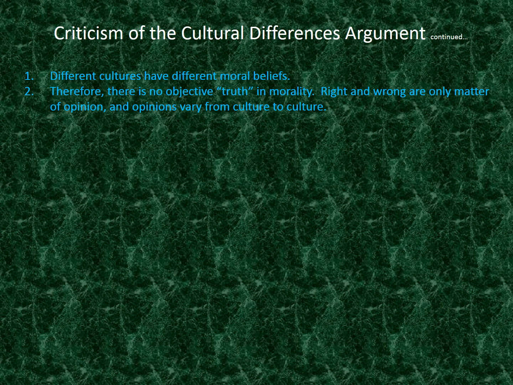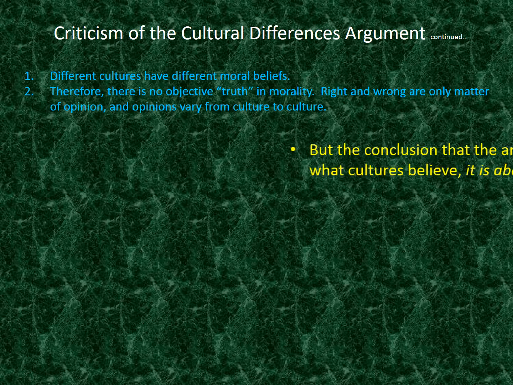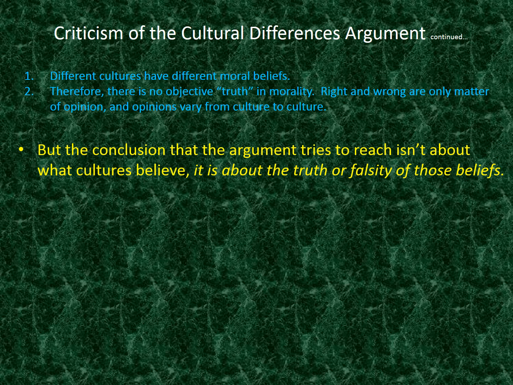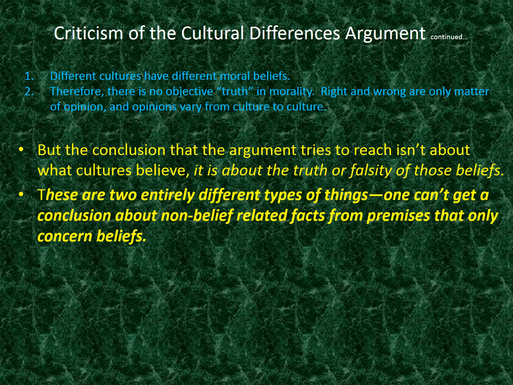There is another criticism of the cultural differences argument. Note that to say something about the moral code of a culture is to say something about the beliefs of the people within that culture. But the conclusion that the argument tries to reach isn't about what cultures believe, it is about the truth or falsity of those beliefs. These are two entirely different types of things.